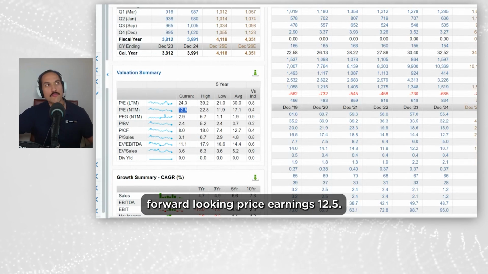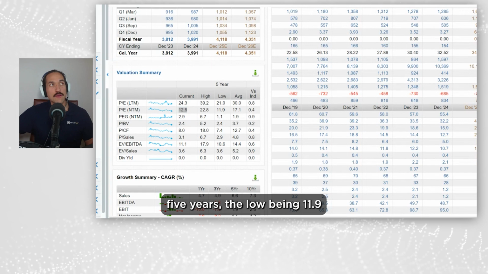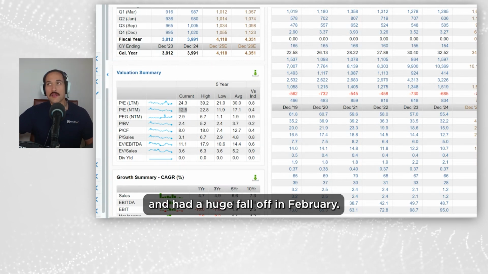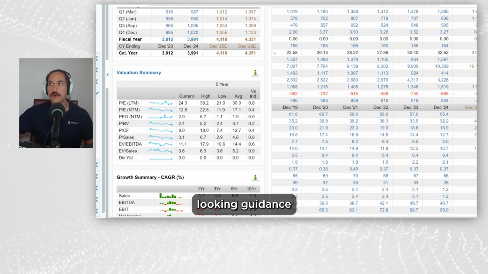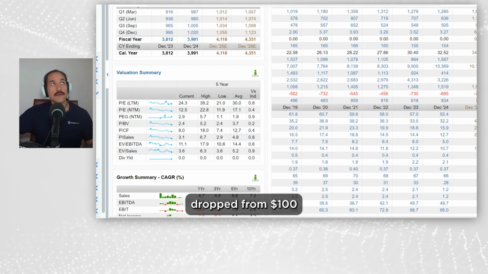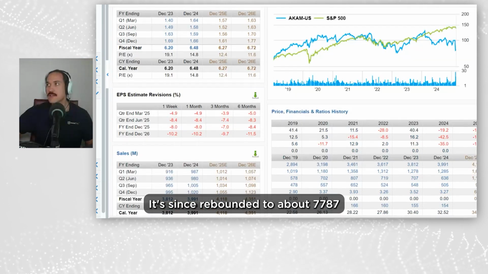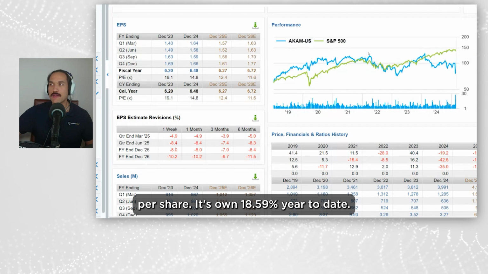Forward-looking price to earnings, 12.5. That is about the low of the past 5 years, the low being 11.9. And it had a huge fall off in February. And that huge fall off is directly related to earnings and forward-looking guidance. Dropped from $100 a share all the way down to about 76. Now it's since rebounded to about 77.87 per share. It's down 18.59% year to date.